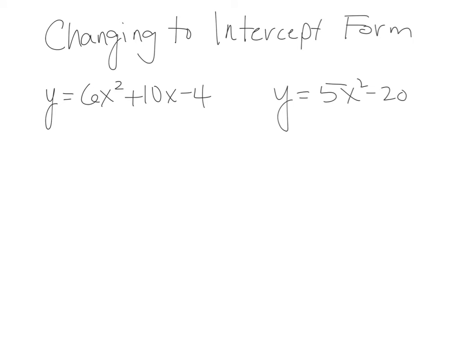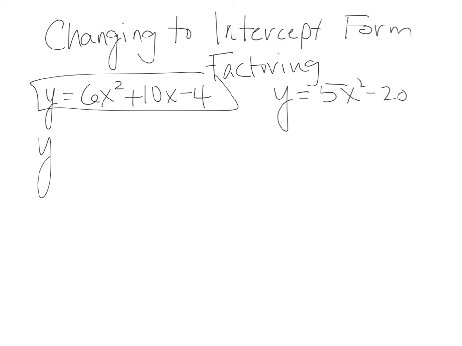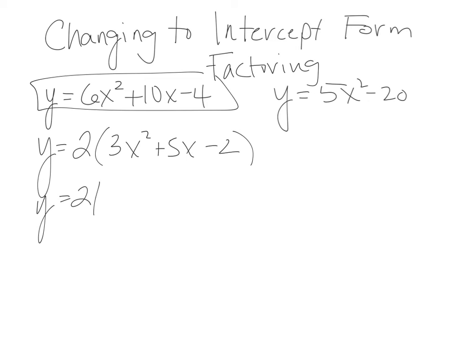And finally, changing to intercept form. Well, the word of the day for this is factoring. Yes, we just need to factor. So here's a trinomial. We could take a 2 out of there, I think. Can't you take a 2 out of 6, 10, and 4? I believe you can. So that'd be 3x squared plus 5x minus 2. Well, now I can probably factor. I'll bet you that this factors.